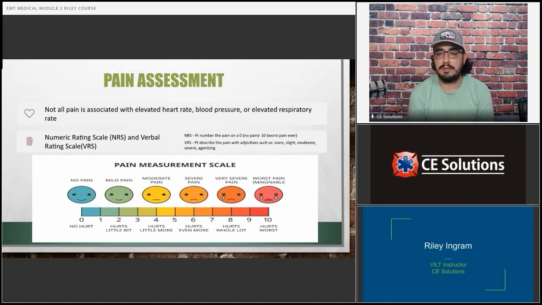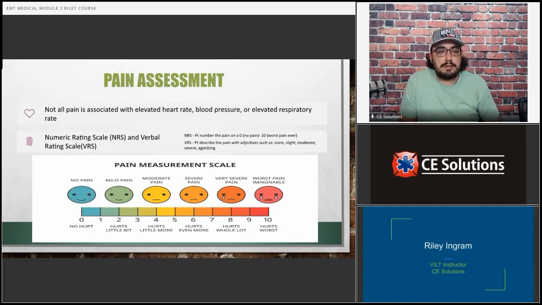So sometimes we cannot base our pain assessment off of, it's pulse 76, he can't be in pain. Well, his pulse is 76 because that's what it always is. It's never going to be anything different until it's zero. So blood pressure, elevated respiratory rate, I get it, guys. That's kind of what we were taught too. But all the new studies are showing that we can't really rely on just that. We've got to take in the whole picture with these patients.